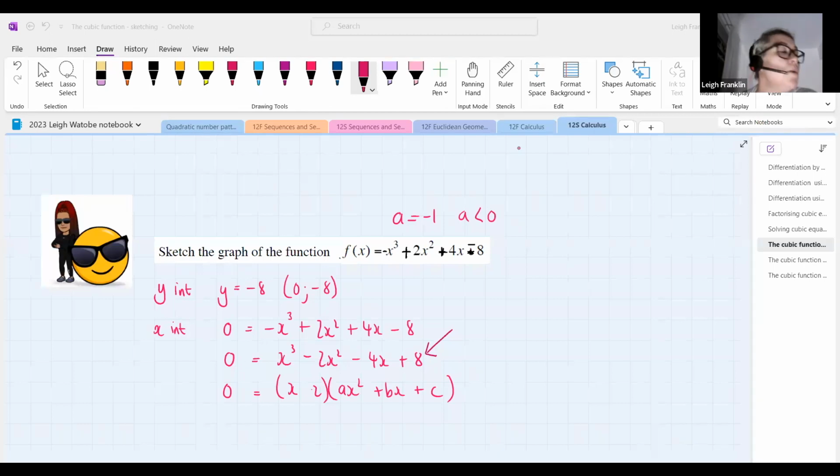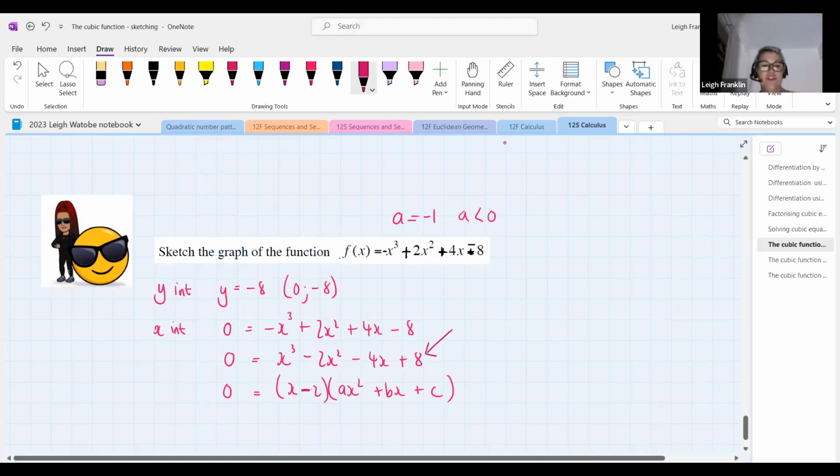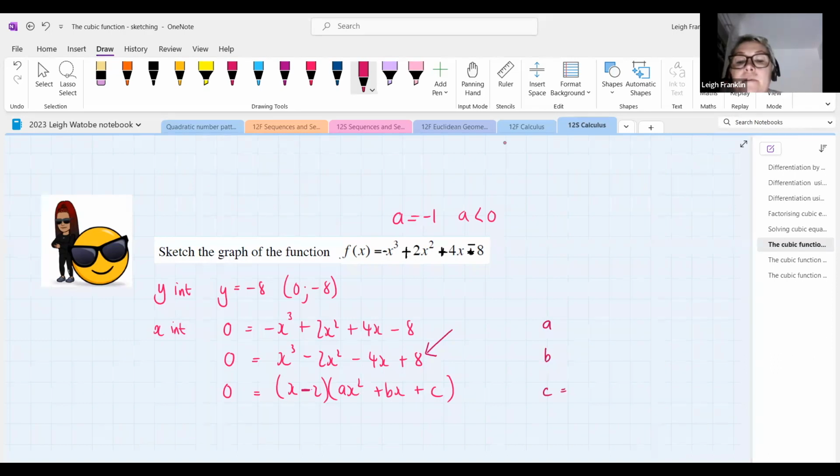Do you want -2 or +2? Which one do you want me to use? Anyone is fine, ma'am. You pick. Okay, let me pick. I'd say x minus 2, ma'am. That's fine. Natalie has selected x minus 2. Cool. Let's find the values of A and B and C, please.